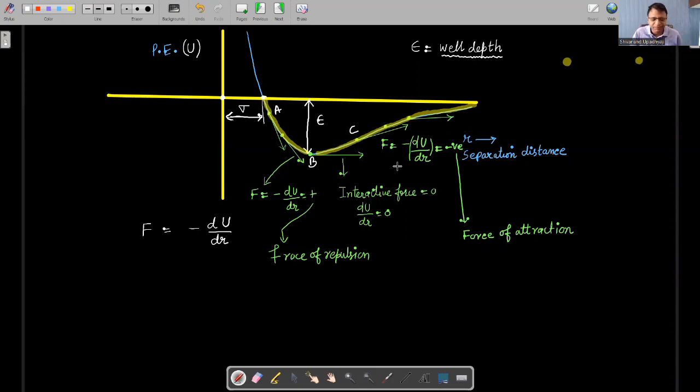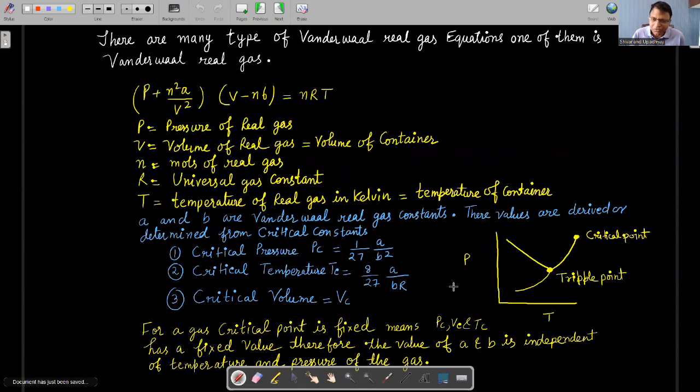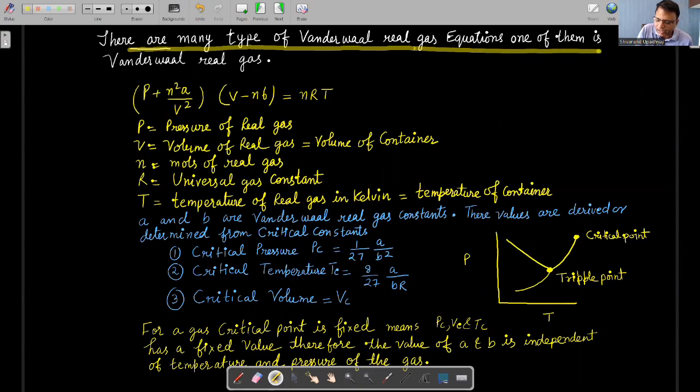So this is about the variation of potential energy with separation distance. Now we know that there are many types of real gas equations. One of them is the van der Waals real gas. We are going to discuss the van der Waals real gas, because apart from it, there is the Dieterici real gas and the Berthelot real gas.